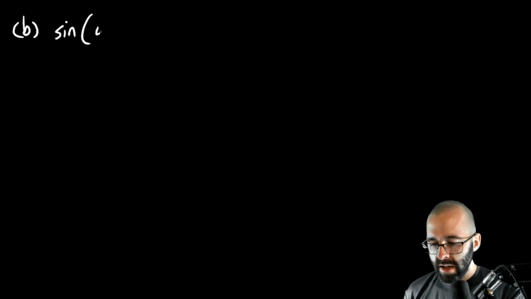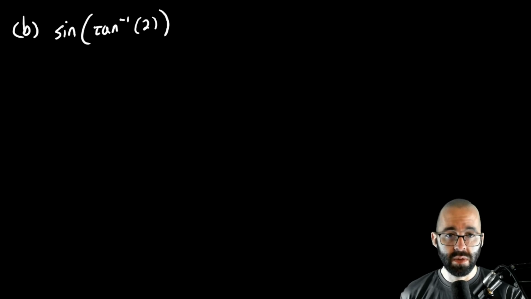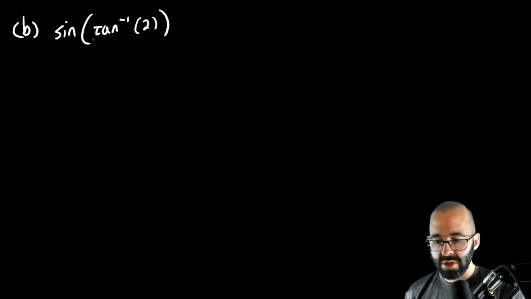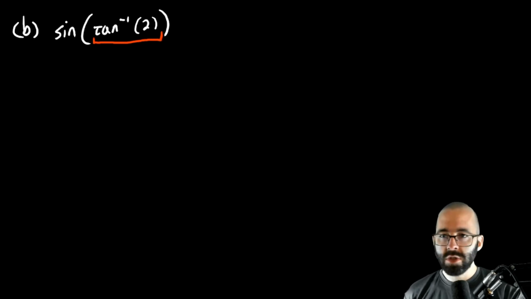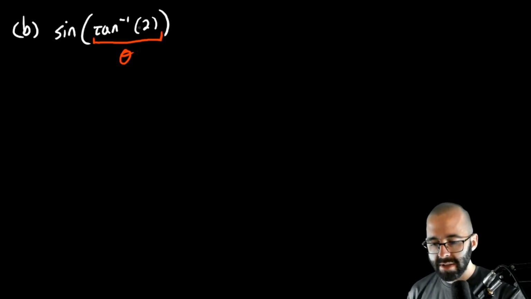Okay, part B, let's look at the sine of inverse tangent of 2. So we're going to use the same logic. All inverse trig functions take in ratios and spit out angles. And for good measure, let's say -2.